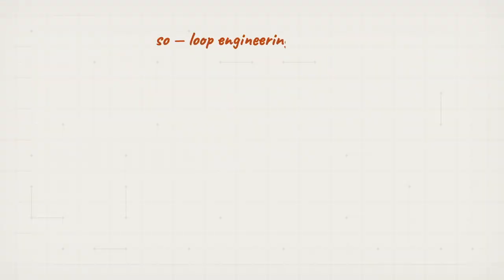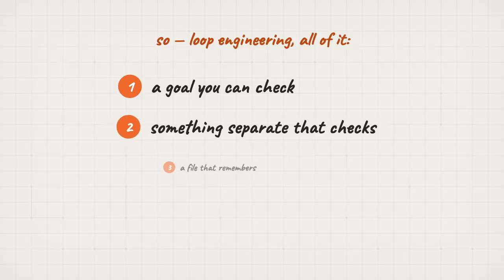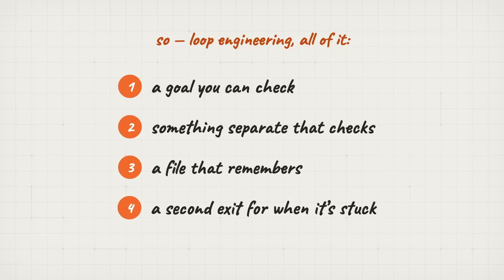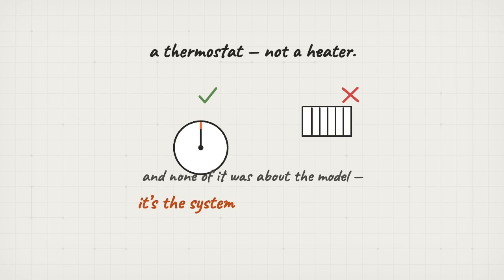So that's all about loop engineering. A goal you can check, something separate that does the checking, a file that remembers, and a second exit for when it's stuck. That's a thermostat instead of a heater. And see, none of it was about the model. It's all the system you built around it.